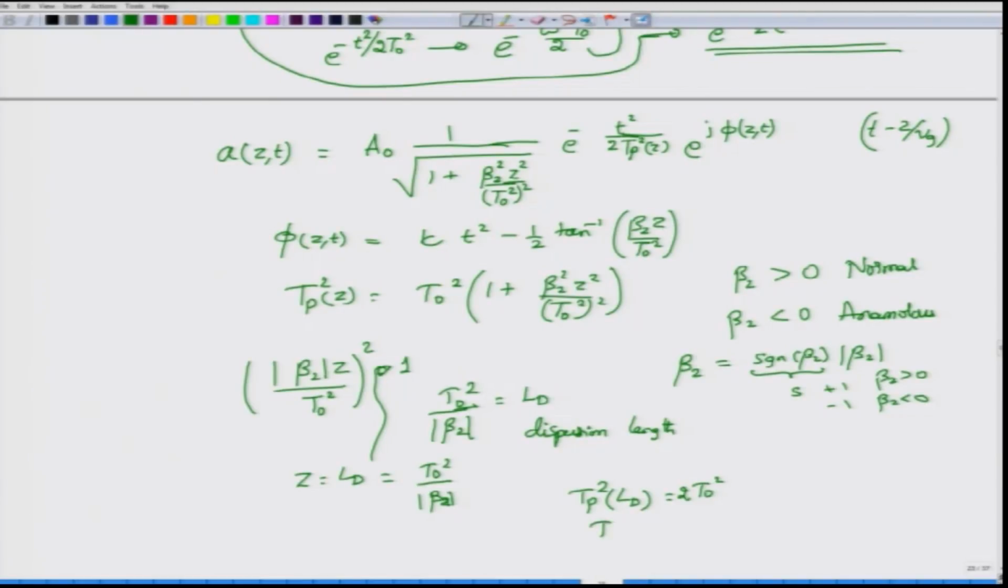Similarly, T p square is the square of the pulse width, but T p will be the pulse width, which will be square root 2 times t 0, which means that the pulse has actually expanded, the pulse width has increased by a factor of square root 2.